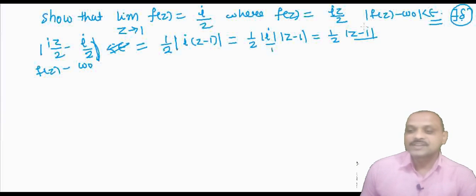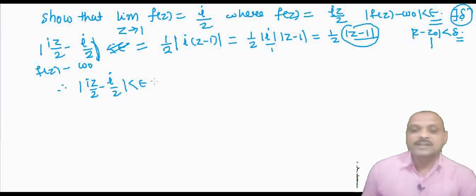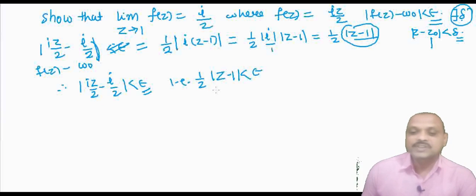Right, so this is when mod of z minus z0 is less than delta. We have to find this delta. Here what is z0? z0 is 1. Okay, so we already have this term in this expression. Therefore mod of iz divided by 2 minus i divided by 2 is less than epsilon. When this term will be less than epsilon, it is equal to what? That is 1 divided by 2 into mod of z minus 1. This will be less than epsilon. So obviously, when this term is less than epsilon, this will be less than epsilon.